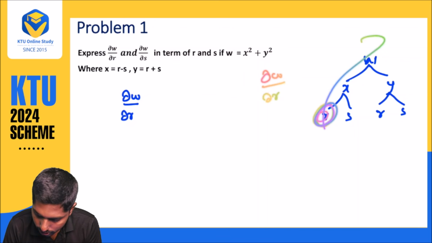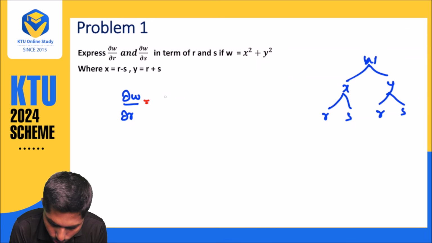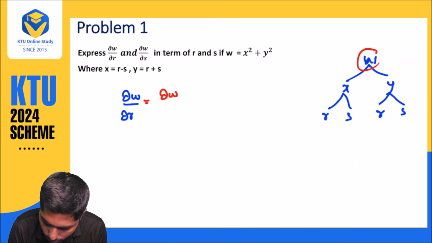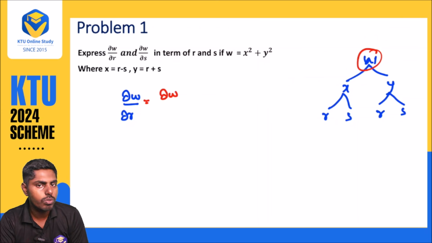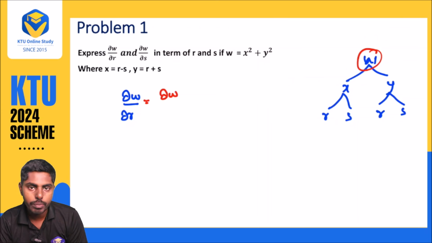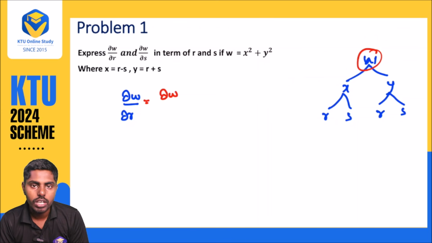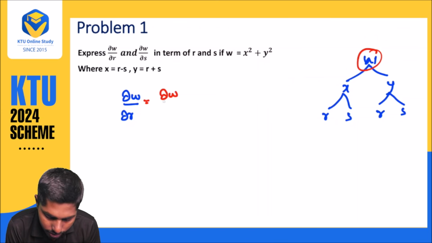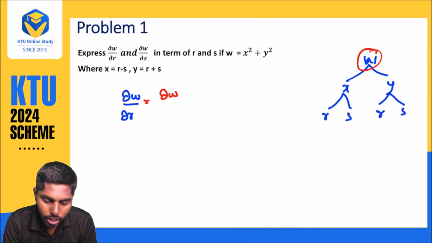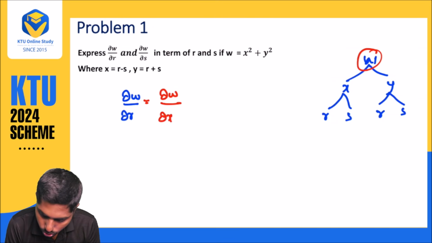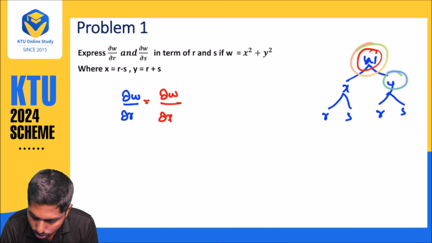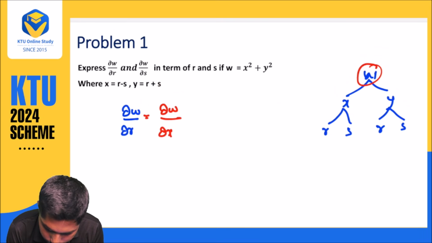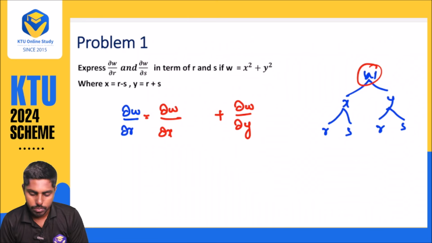So what will happen? First thing we will write is ∂w by ∂r equals: w is depending upon two independent variables. Whenever there are two independent variables, we know it is a partial derivative. That is the reason I am putting ∂w divided by ∂x, then ∂w divided by ∂y. So the first case is completed.